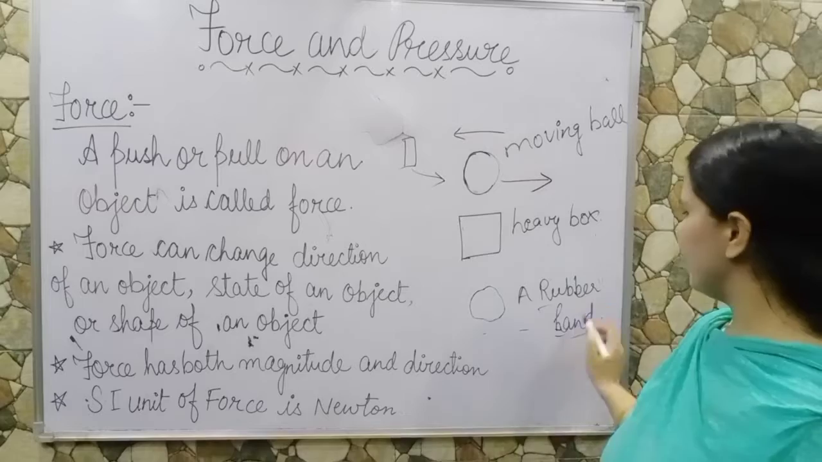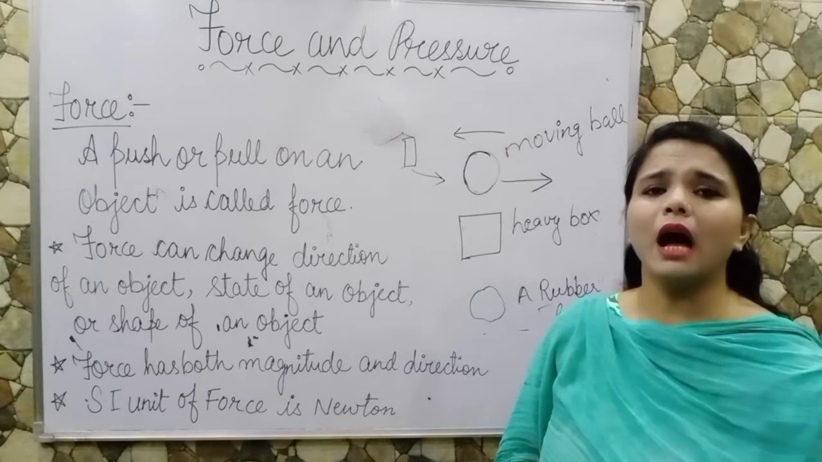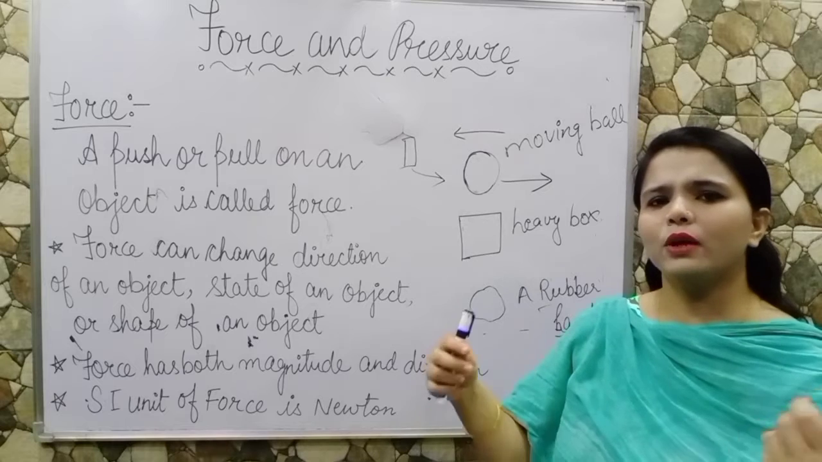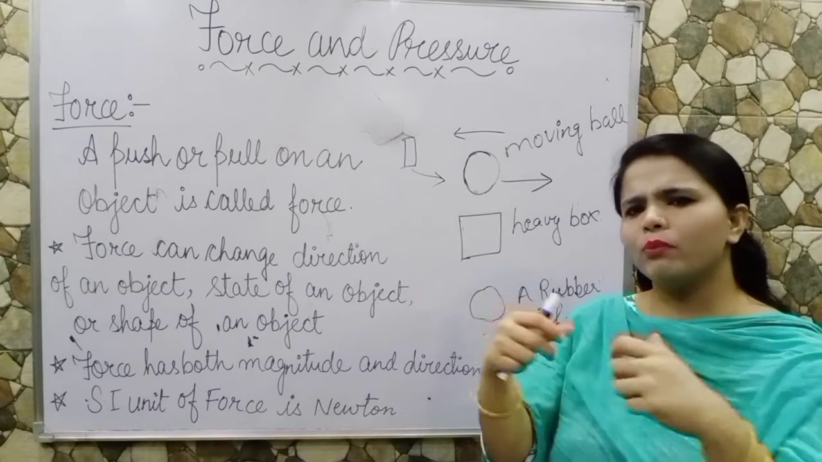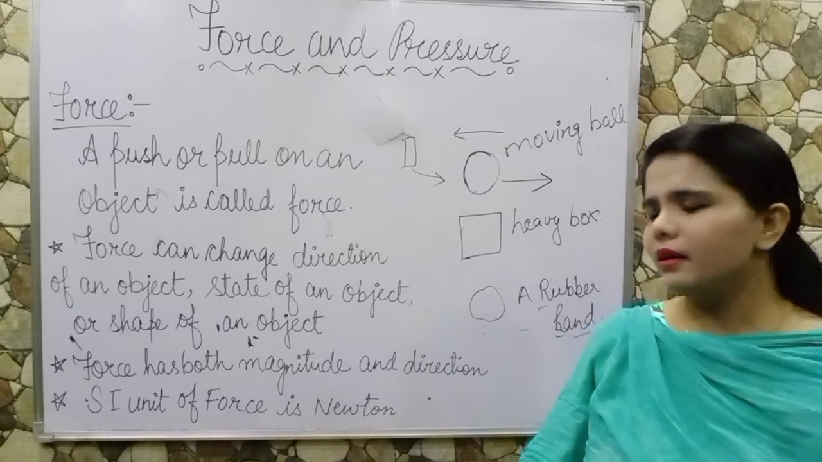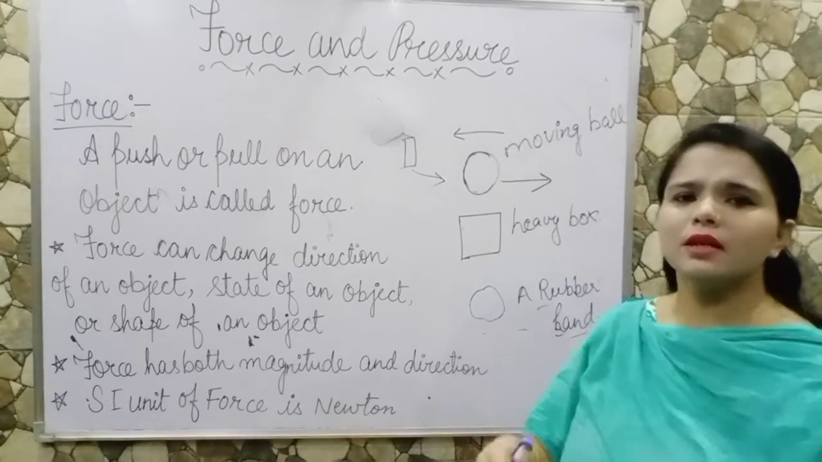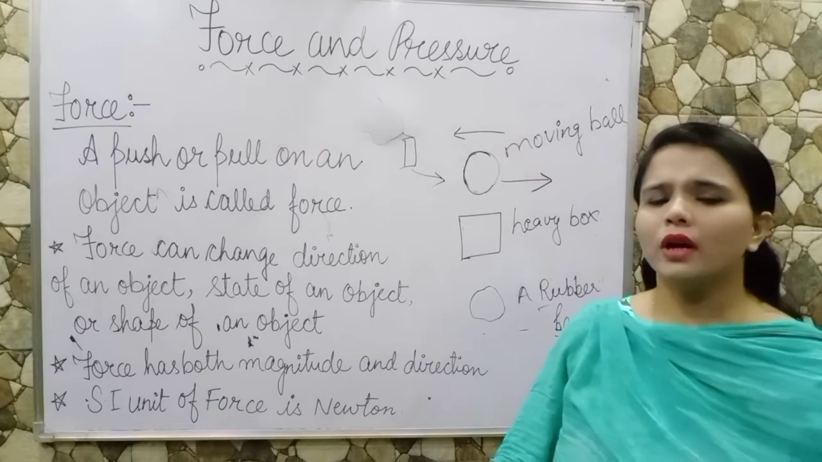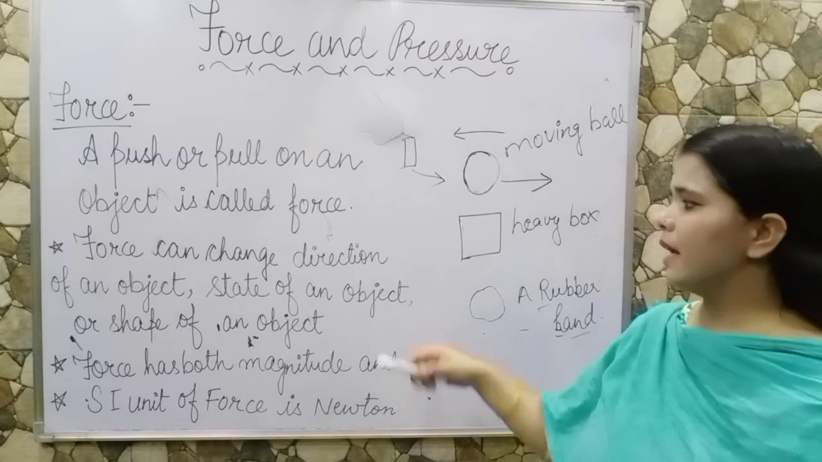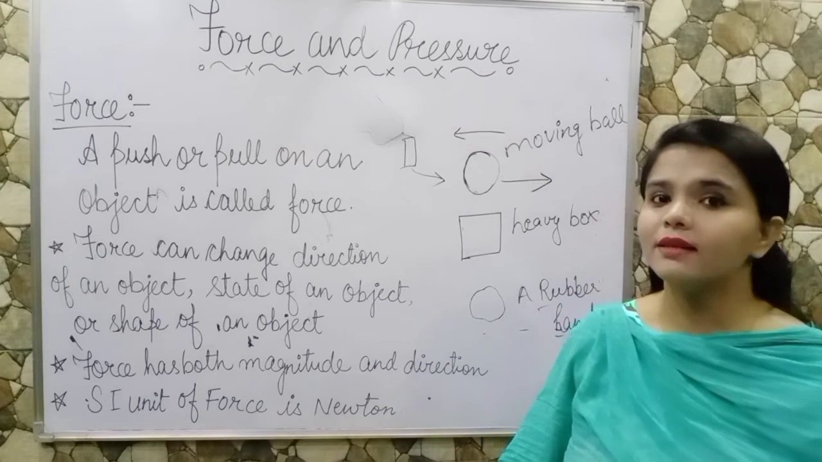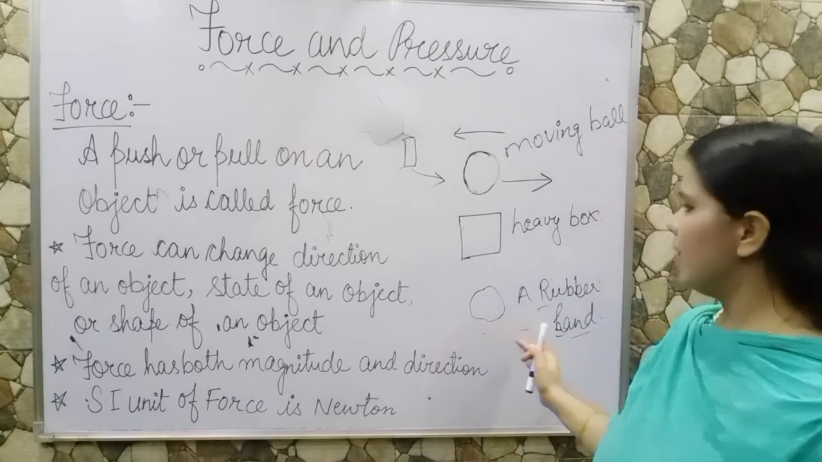Third, a rubber band. See how shape changes due to force. You have a rubber band and you are stretching it. You are pulling it hard. So you will see that the rubber band is stretched out and its shape is changed. So now you can say that force can change the direction of an object, the state of an object, as well as what? The shape of an object.